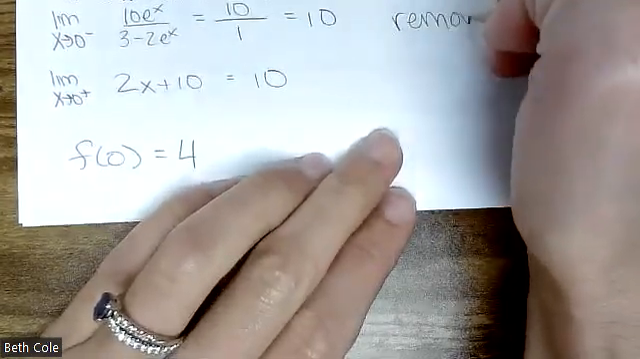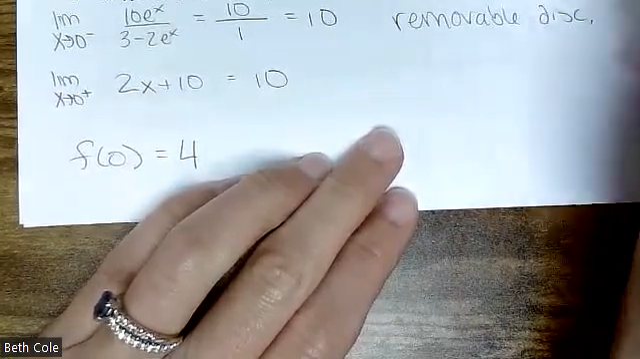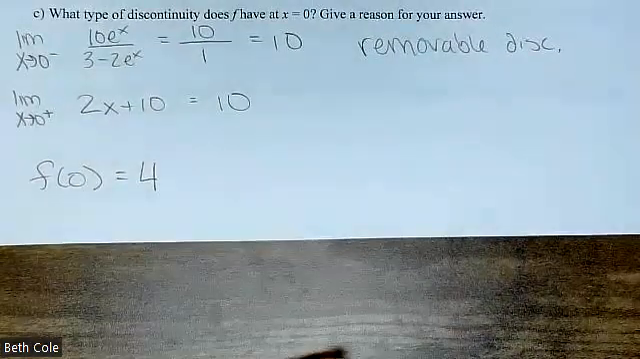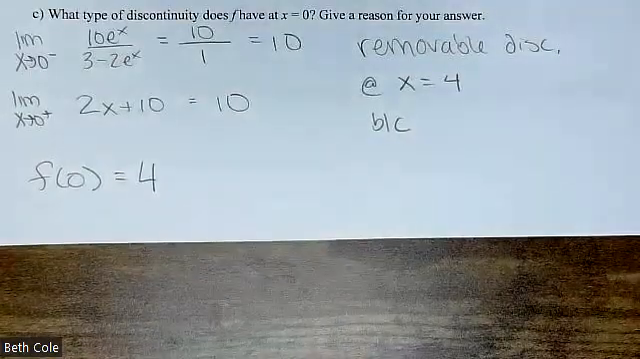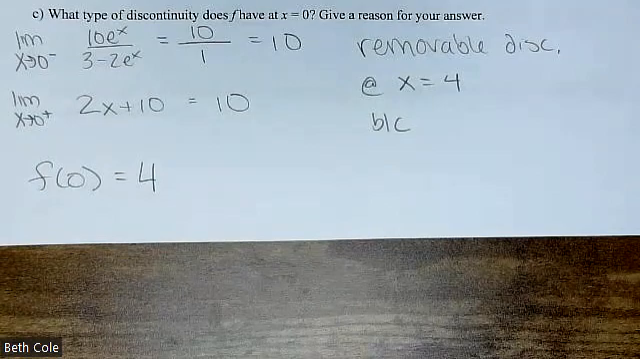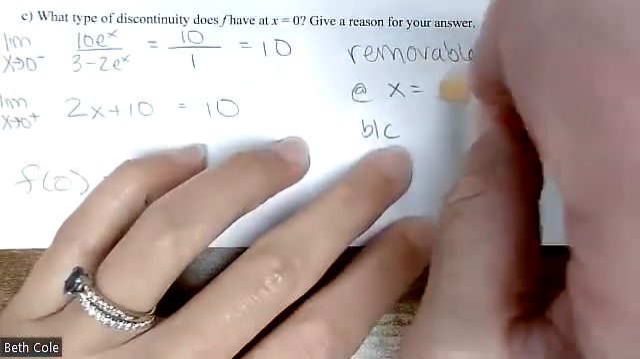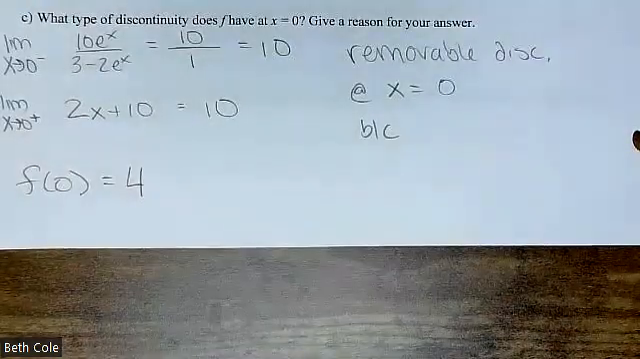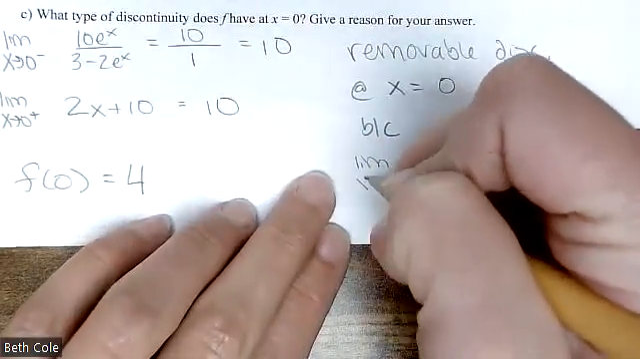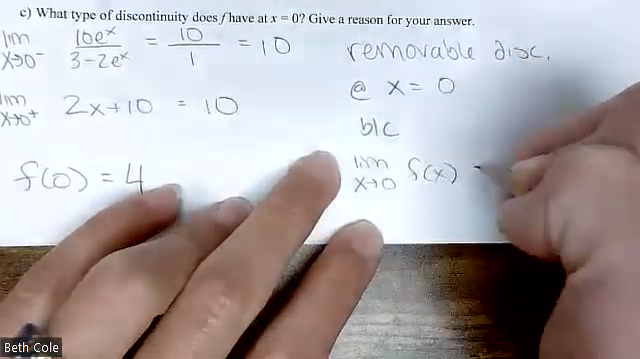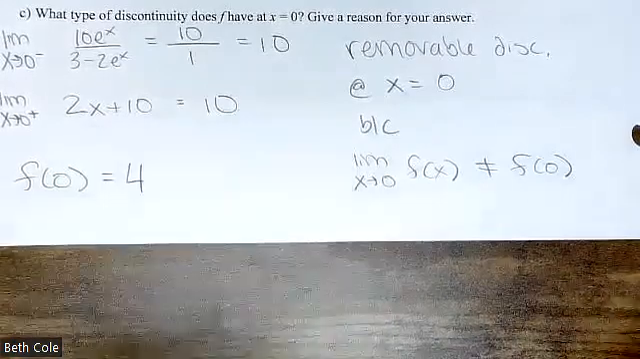All right, removable discontinuity, and you can abbreviate for me. I don't care. Removable discontinuity at x equals 4 because, oh wait, it wasn't x equals 4. That happens all the time though, so I'm glad I'm showing you that. That would be wrong. Why is that wrong? It's x equals 0. Whew, crisis averted. Removable discontinuity at x equals 0 because limit as x approaches 0 of the function doesn't equal f of 0.